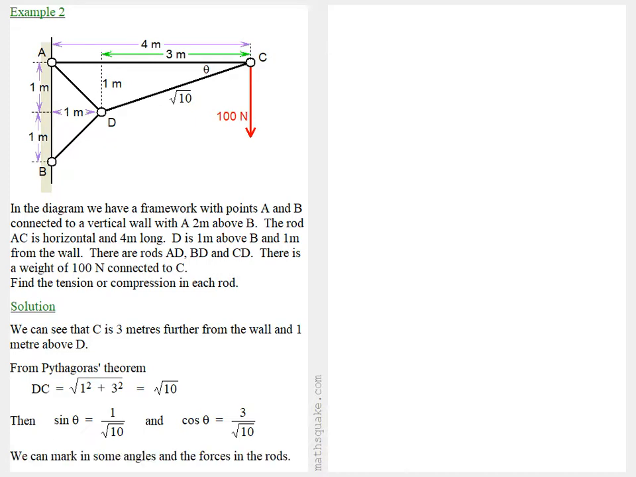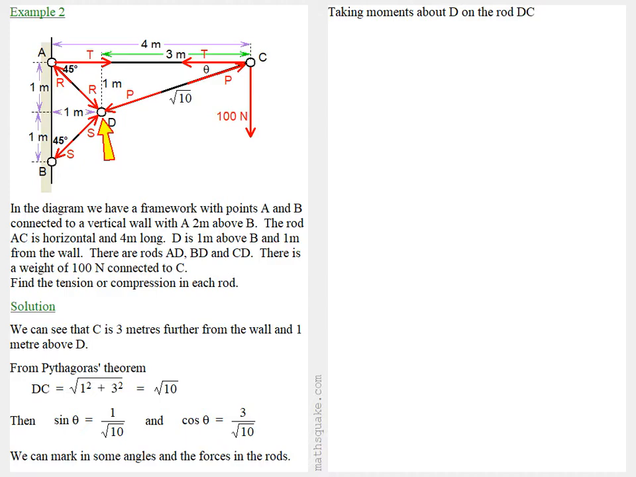So we can mark in some angles, which are 45 degrees, and the forces in the rods. Let's suppose that AC is in tension, with a tension T. DC is in compression, with a compression P. AD is in compression, with a force R. And BD is in compression, with a force S.